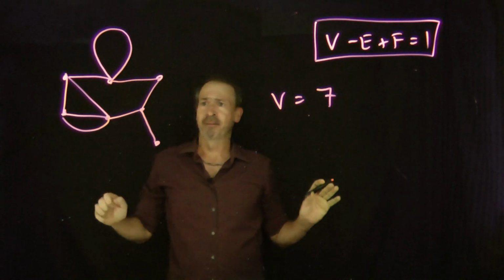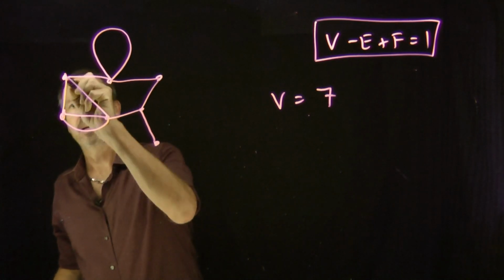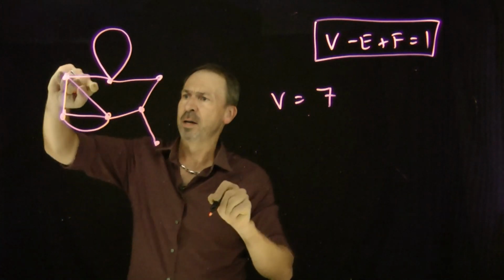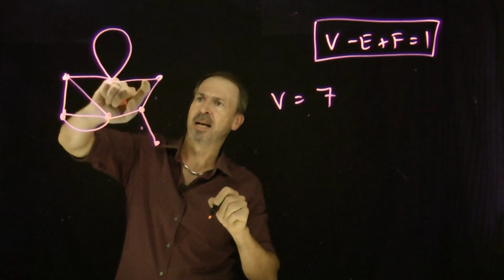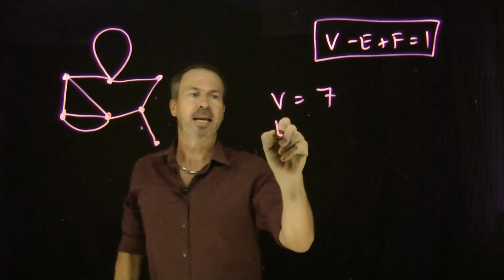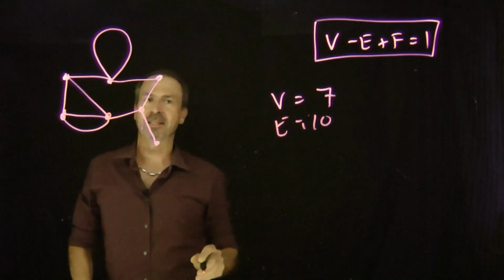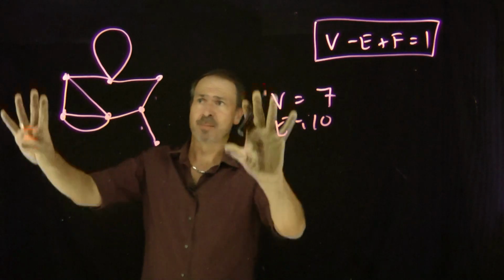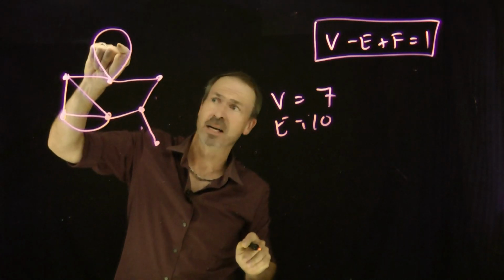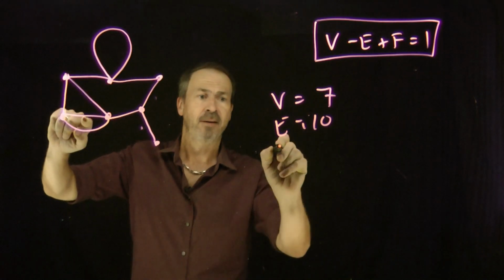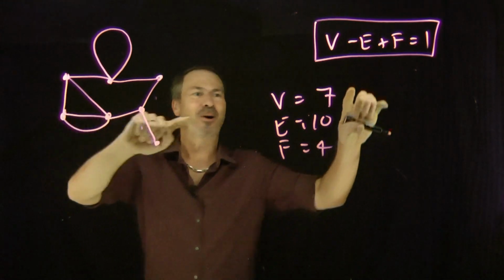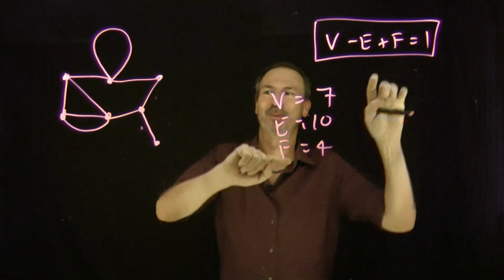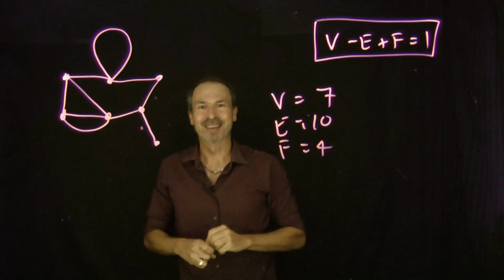All right, so what have I got here? Vertices was 7. I didn't change that. How many edges did I just draw? Uh-oh. 1, 2, 3, 4, 5, 6, 7, 8, 9, 10. Edges is 10. And faces. Now remember I was ignoring the outside stuff before, so I guess I'm only counting the inside faces, the finite regions. 1, 2, 3, 4. Faces is 4. And look, V minus E is -3, plus 4 is 1. There it is. There it is.